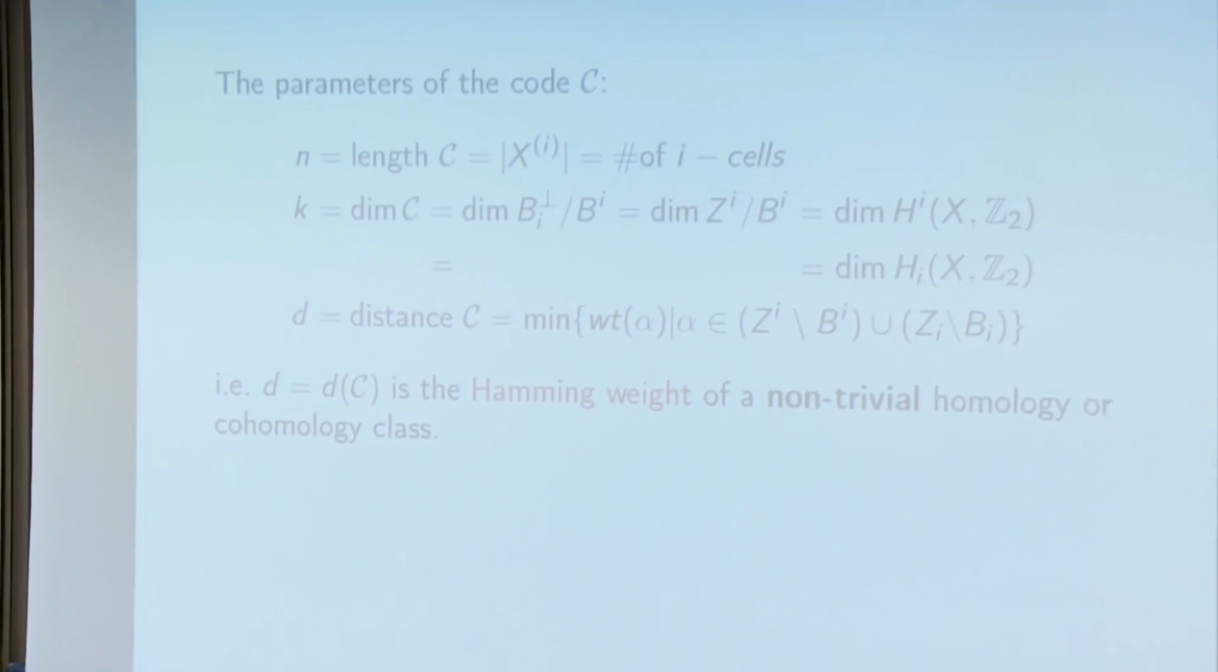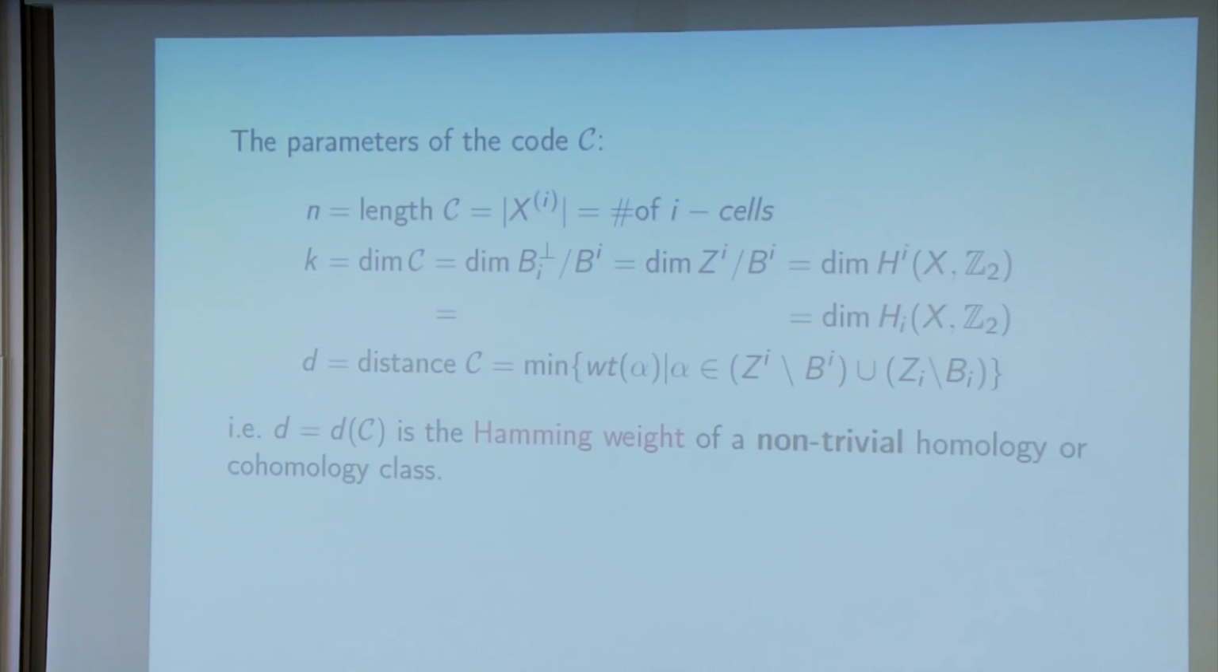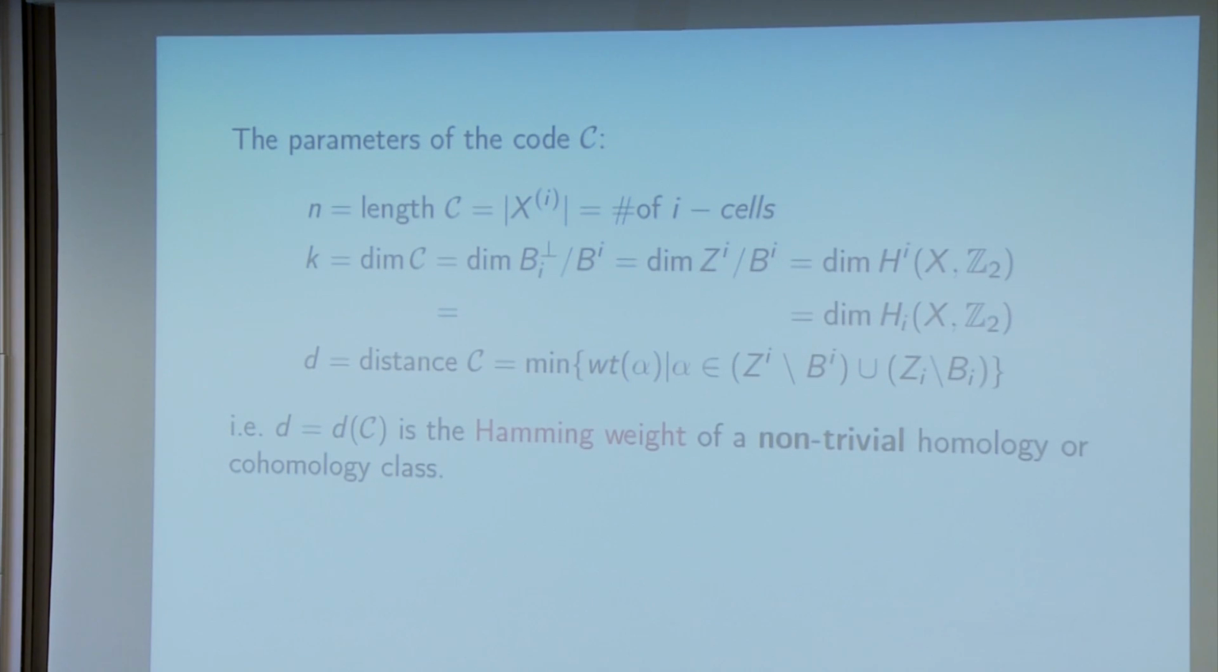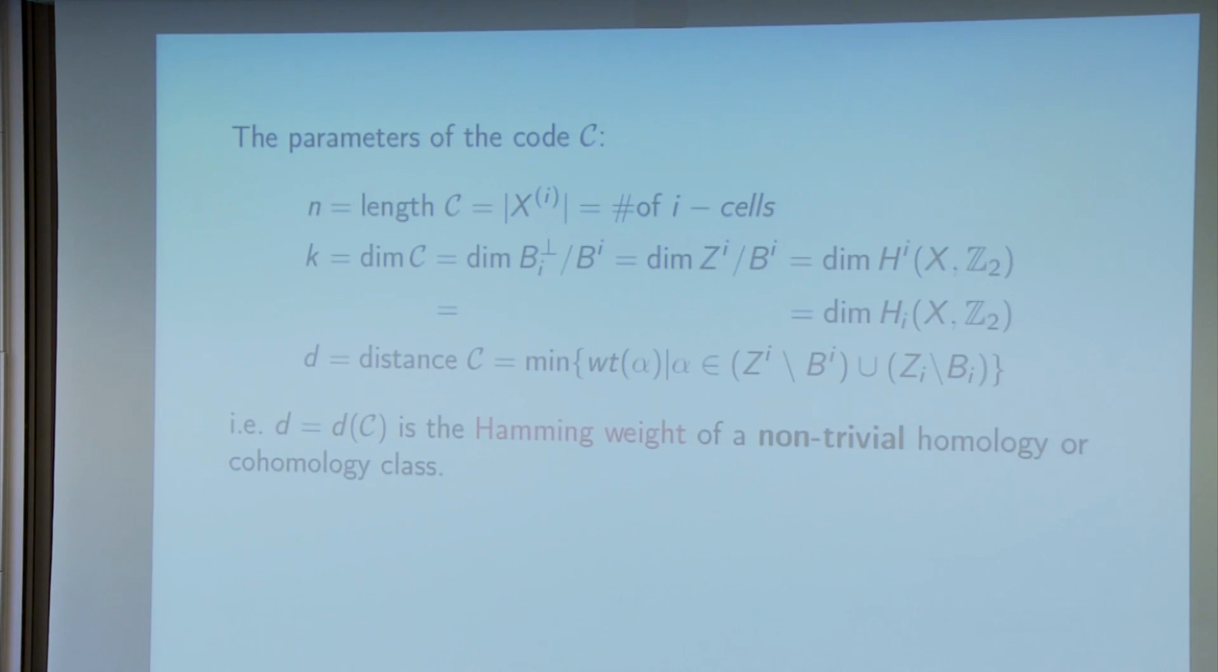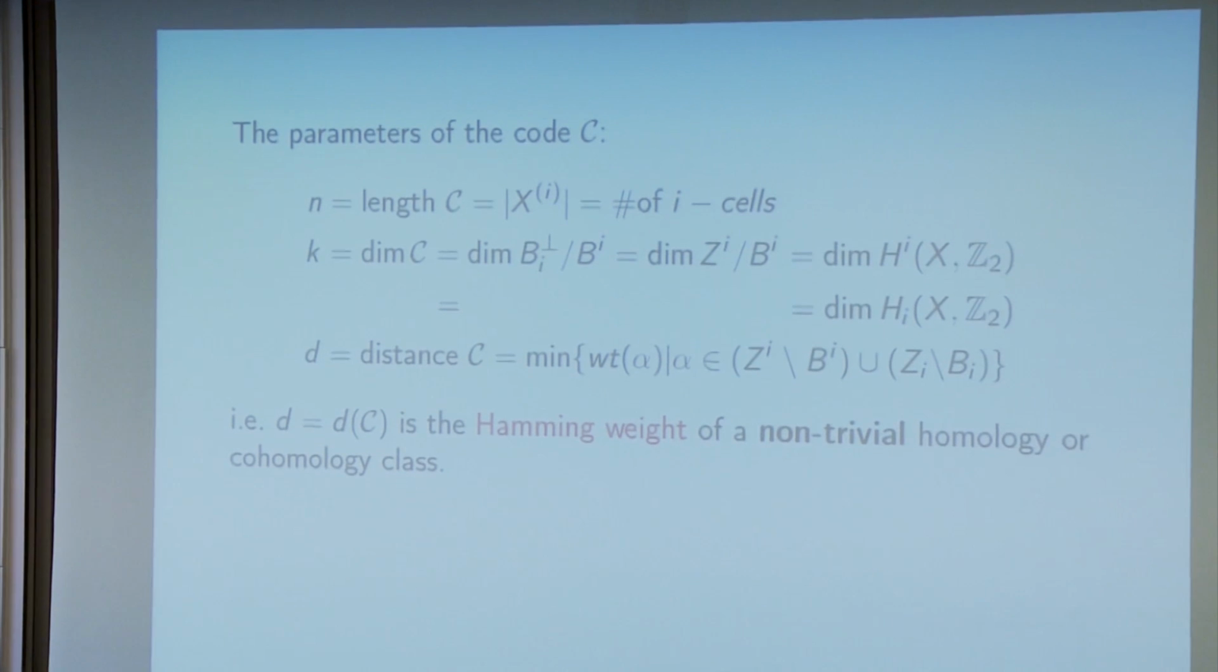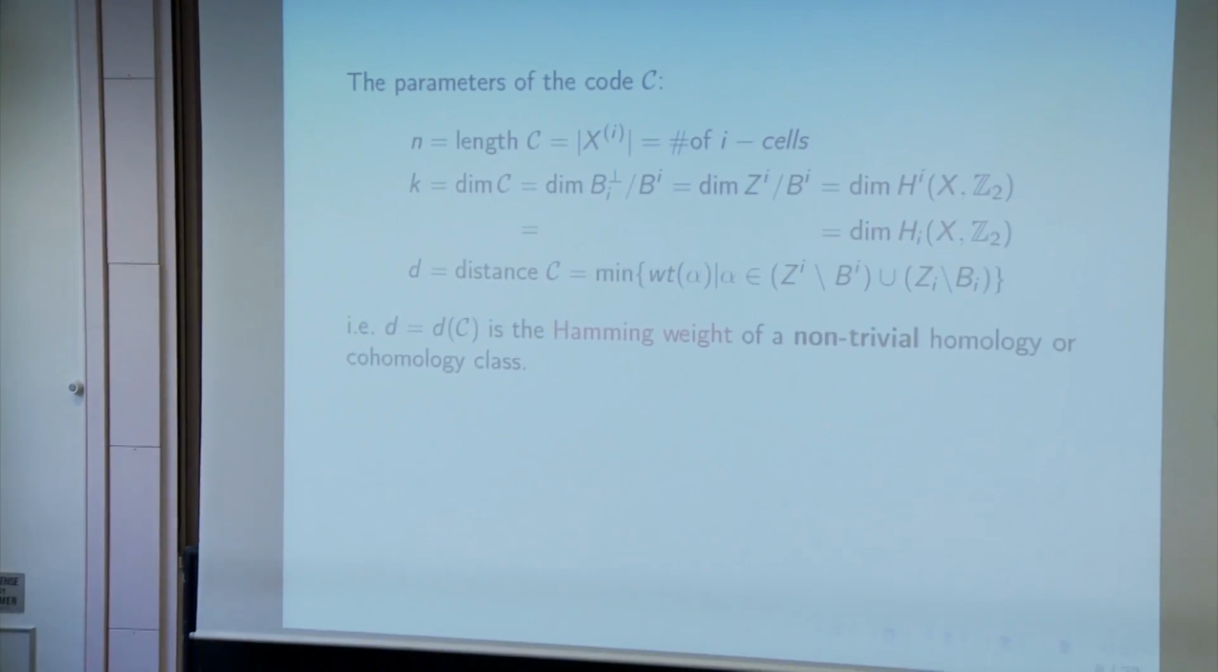The length of the code: we are inside a space whose dimension is equal to the number of cells, the number of I cells. This is the length of the code. The dimension of the code is the dimension of the cohomology, which is equal to the dimension of the homology. And the distance of the code is something which is maybe not so standard to study, but it's exactly the subject of the so-called systolic geometry.